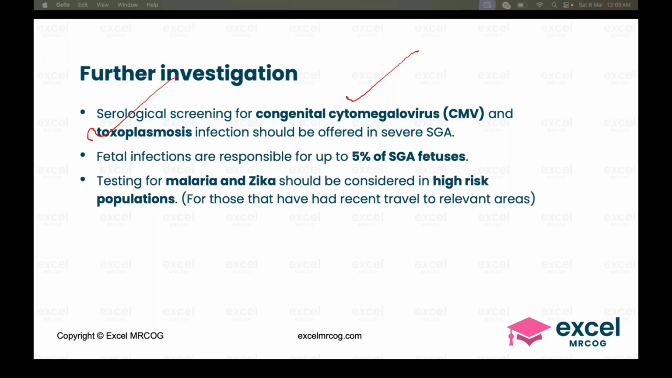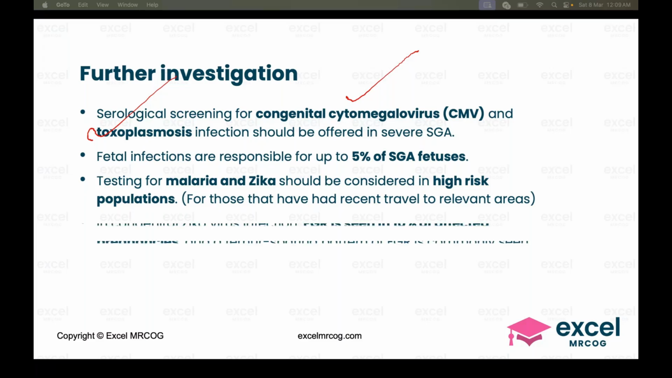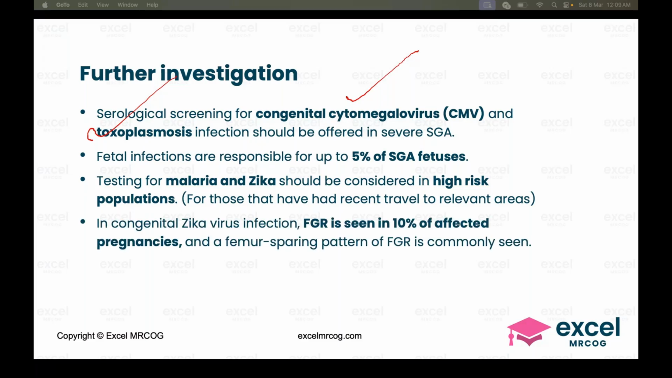In congenital Zika virus infection, FGR is seen in 10% of the affected pregnancies. Okay, it is a femur-sparing pattern of FGR. That means the femur is normal, but the rest of the baby is small. So in Zika virus, 10% of those who have had Zika virus infection would have FGR. All right. And of all the SGA fetuses, 5% would have infections.